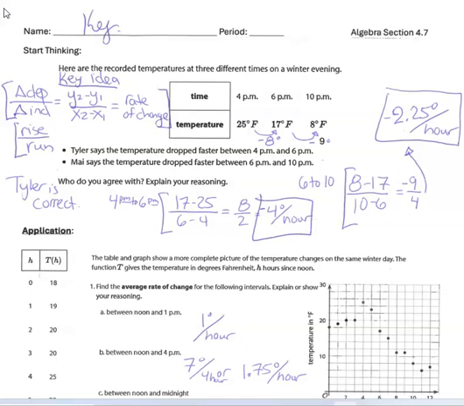So when we actually found out what the rate of change was here, we found out that between 6 and 10, it was only down by 2.25 degrees per hour, versus between 4 and 6, it was down by 4 degrees per hour. It's super important to make sure that you have your units here so we can figure out what the rate of change is actually talking about.